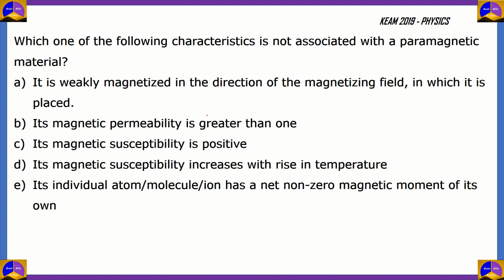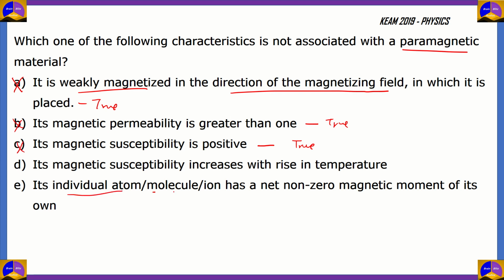So, how do we solve this question? Let's look at each of the statements. A paramagnetic material is indeed a material that is weakly magnetized in the direction of the magnetizing field. So statement A is true, which means that option is incorrect. Now, since it's weakly magnetized in the direction of the magnetic field, its permeability is greater than 1 and its susceptibility is positive. So both statements are true, which means that both options are incorrect.